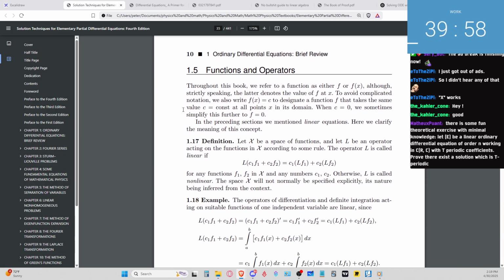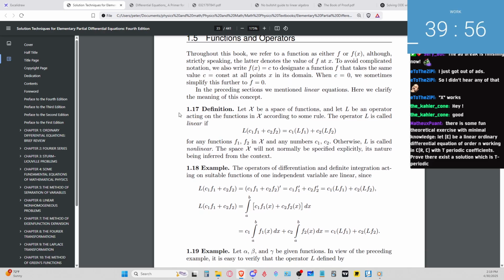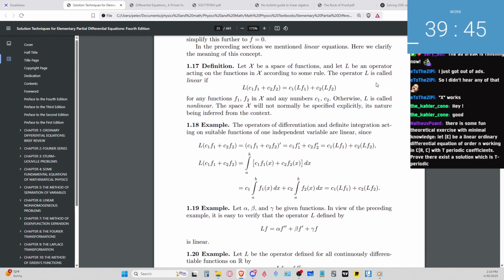Let's see, where were we? Oh yeah. So let X be a space of functions. Let L be an operator acting on the functions in X according to some rule. The operator is called linear if L acting on the sum holds for any functions f1 and f2 in X and any numbers c1 and c2. Otherwise, L is called nonlinear.